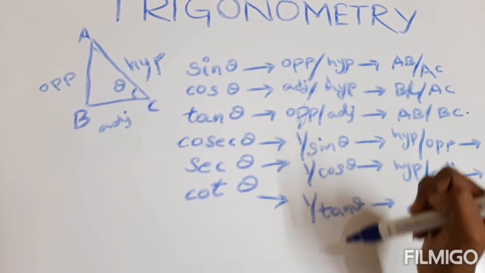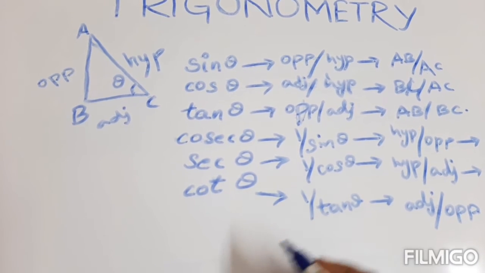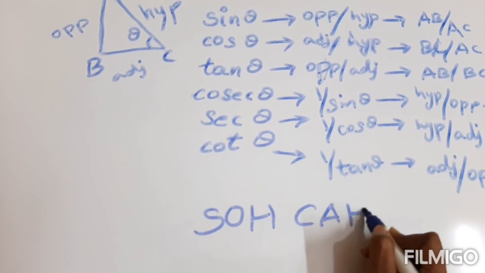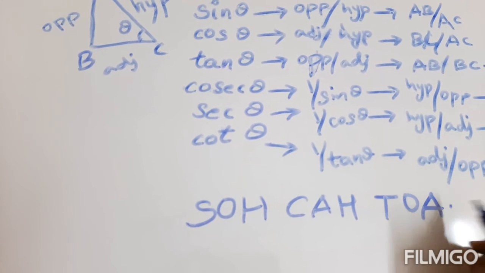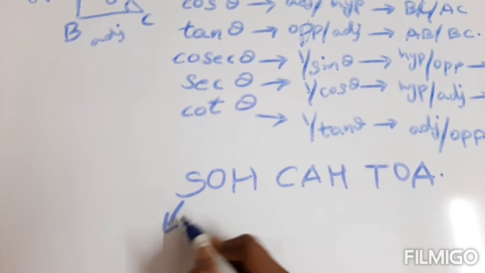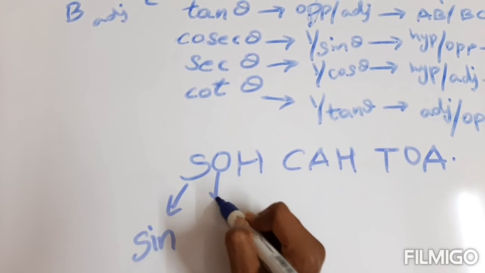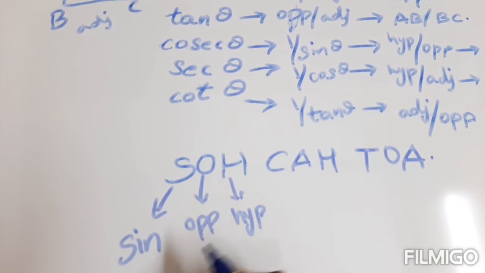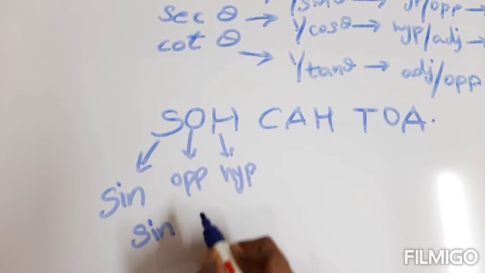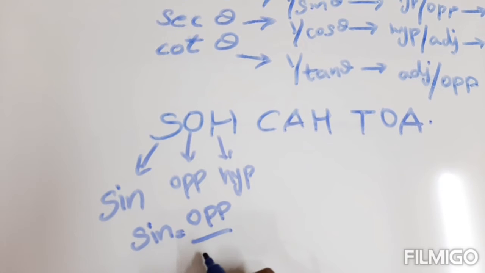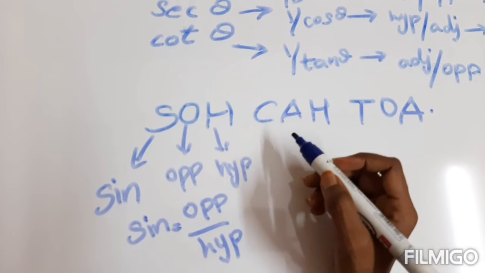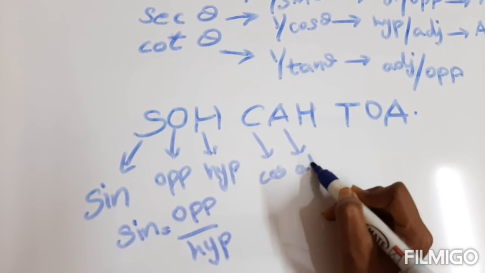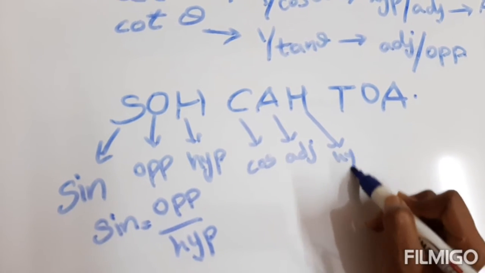Friends, to remember all these formulas, let me tell you a trick, which is SOHCAHTOA. S indicates sine, O indicates opposite, H indicates hypotenuse. As we know, the formula for sin theta is opposite over hypotenuse. And here the C indicates cos, A indicates adjacent, and H indicates hypotenuse.